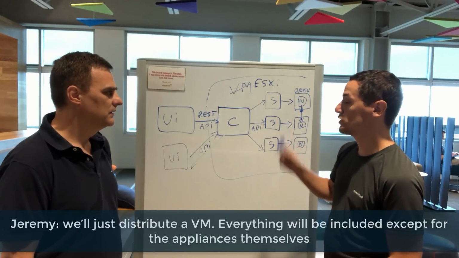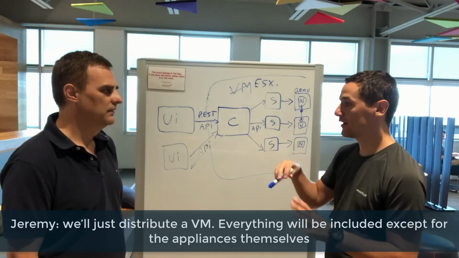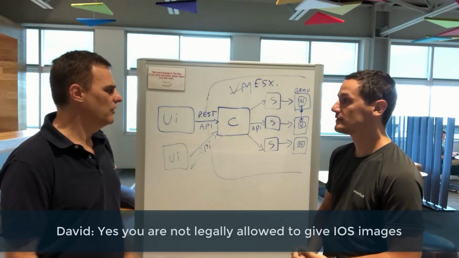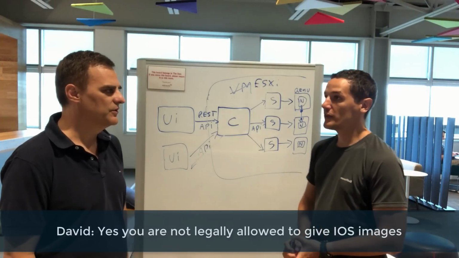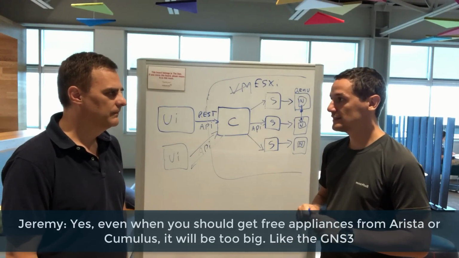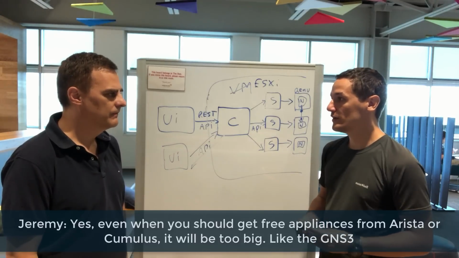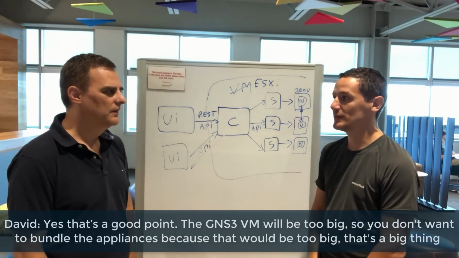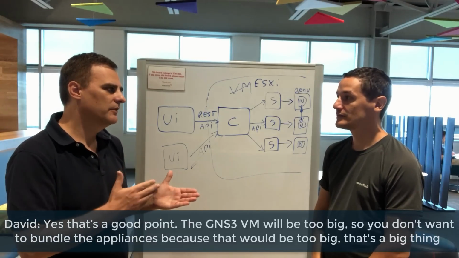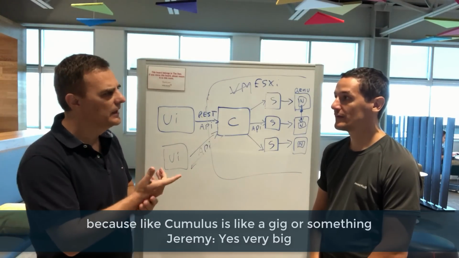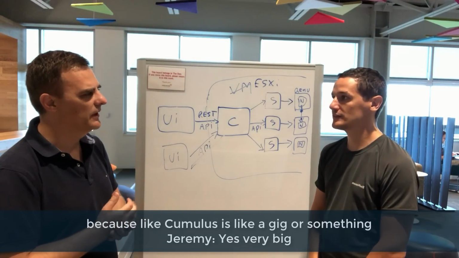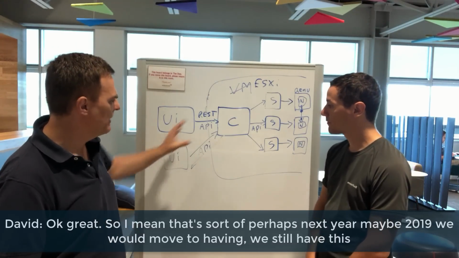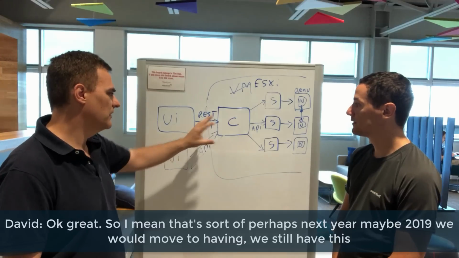We will just distribute a VM, everything included, excepting the appliances themselves. You're not legally allowed to give IOS images. Even if you get free appliances from Arista or Cumulus, they would be too big, and the GNS3 VM would be too big. So you don't want to bundle the appliances. Cumulus is like a gig or something just for the appliance. Very big, isn't it? Yes. Okay, great. So that's perhaps next year, 2019.